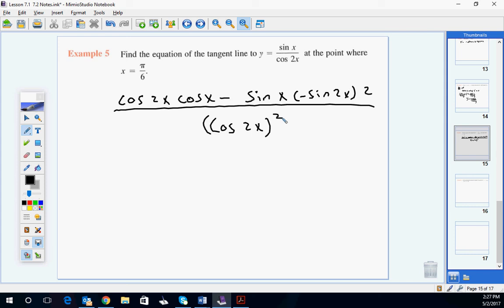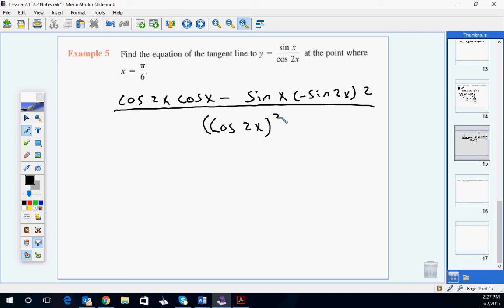So derivative of cos 2x is, derivative of cos is negative sine with a 2x. The chain rule, derivative of 2x is a 2. Is that good? Okay, so I want to simplify the top to see what happens up there.